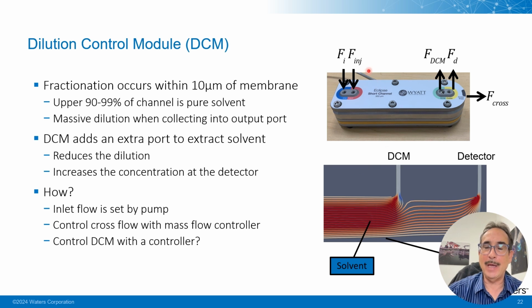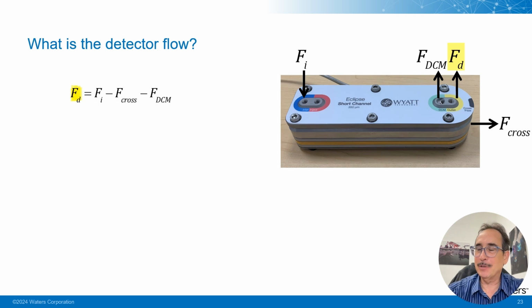And the most obvious way is we said that the current system has one pump that brings the fluid in, and then a series of flow controllers that control how the fluid exits the port. So there's the pump that brings the fluid in through the inlet port, or the inject port for where the sample comes in. There's a flow controller that controls the cross flow. The most obvious thing to do is just to put a flow controller on the DCM and then control that, and then the detector flow would be what's left over. And in fact, we tried that, and it almost worked. It kind of worked, but it had a problem.